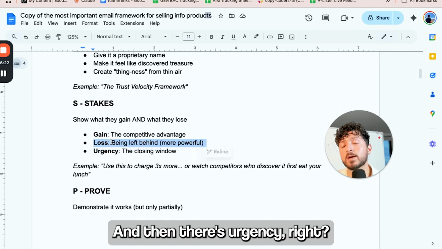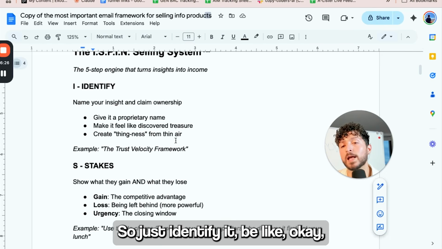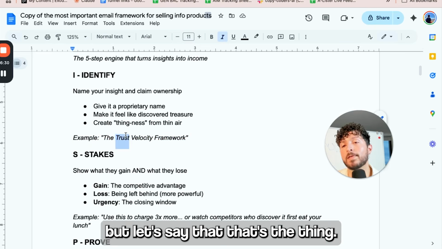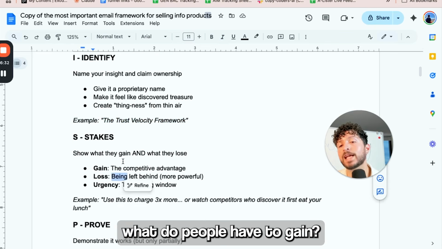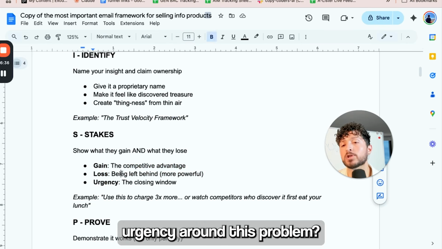And then there's urgency, right? There are other elements in here, but these are the most powerful three. So just identify it. Be like, okay, a trust velocity framework, right? Whatever that is. I don't love the name, but let's say that's the thing. Then you just say, what do people have to gain if they have it? Awesome. What do they have to lose, right? And then why is there urgency around this problem?